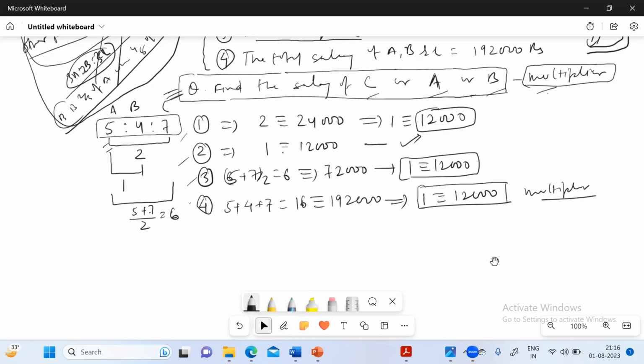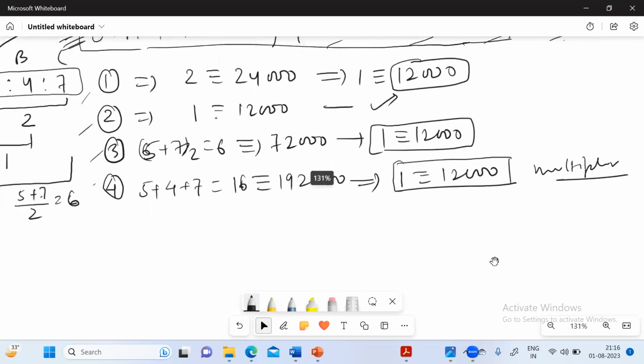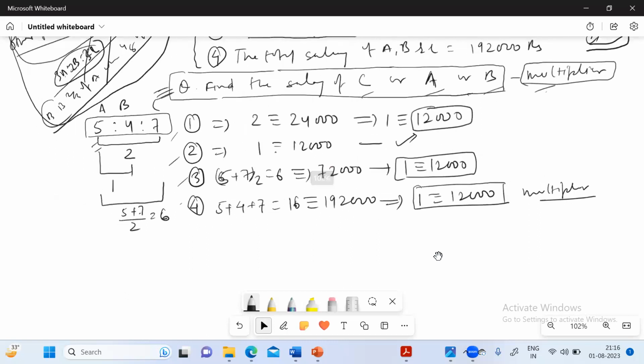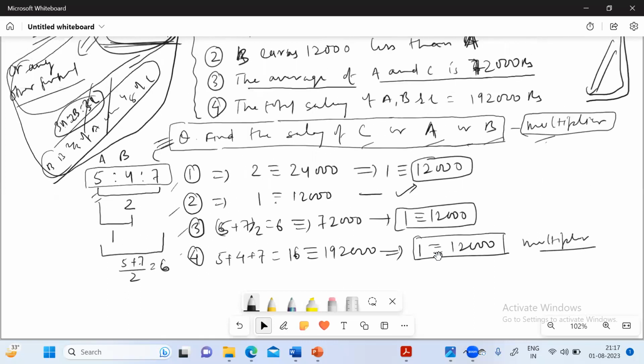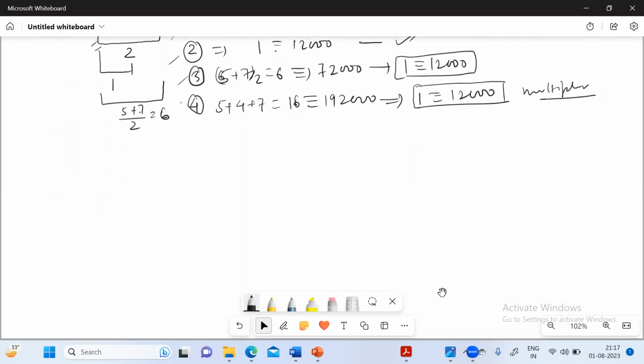Sometimes they might give you such data with which you cannot calculate the multiplier. In that case, you can say the problem cannot be determined or data is inadequate. But most of the time you will get such data with which you can find the multiplier very easily. So most of the problems you can solve through this only. Okay.